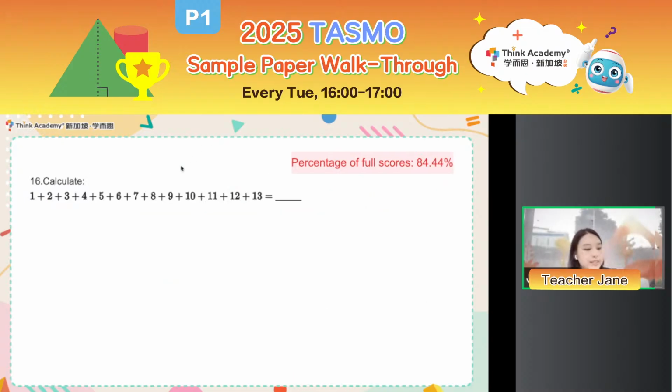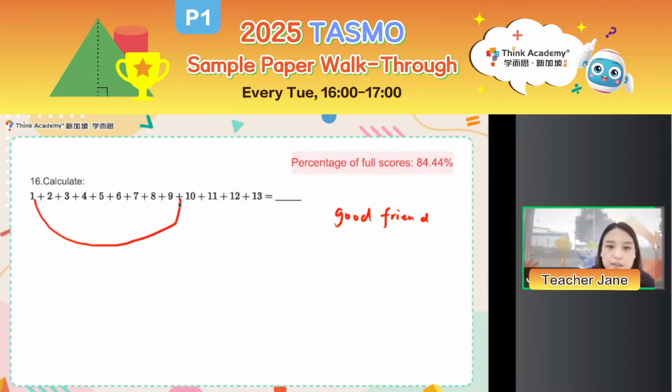Good job. Then everyone, this time, let's move on to the question 16. This question is not very hard. I just give you a hint, okay, everyone. This time, what we're gonna do is just to find the good friend pairs. Good friend pairs. That is, if the 2 numbers can add up and then get a full 10, then we add them first.